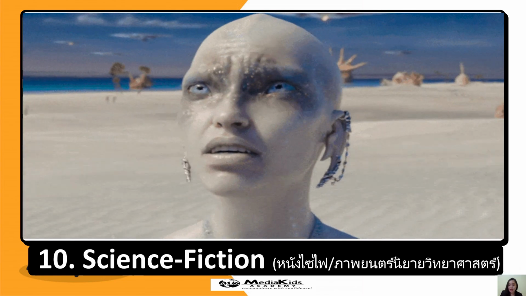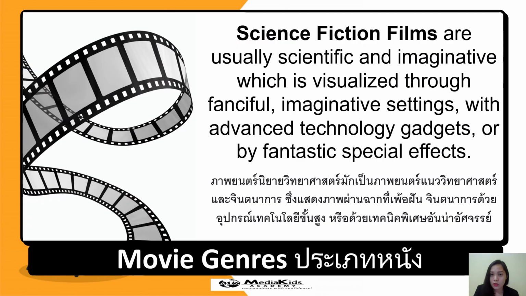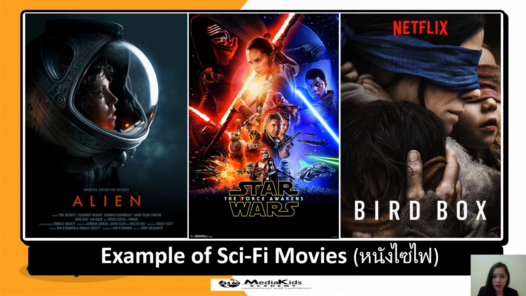Next, we have science fiction. Science fiction films are usually scientific and imaginative, which is visualized through fanciful, imaginative settings with advanced technology, gadgets, or fantastic special effects. You will see some robots, aliens, some big dinosaurs. These are science fiction films. Here are some examples. We have Alien, Star Wars, and also Bird Box is actually a science fiction, but it's also like a thriller or horror.